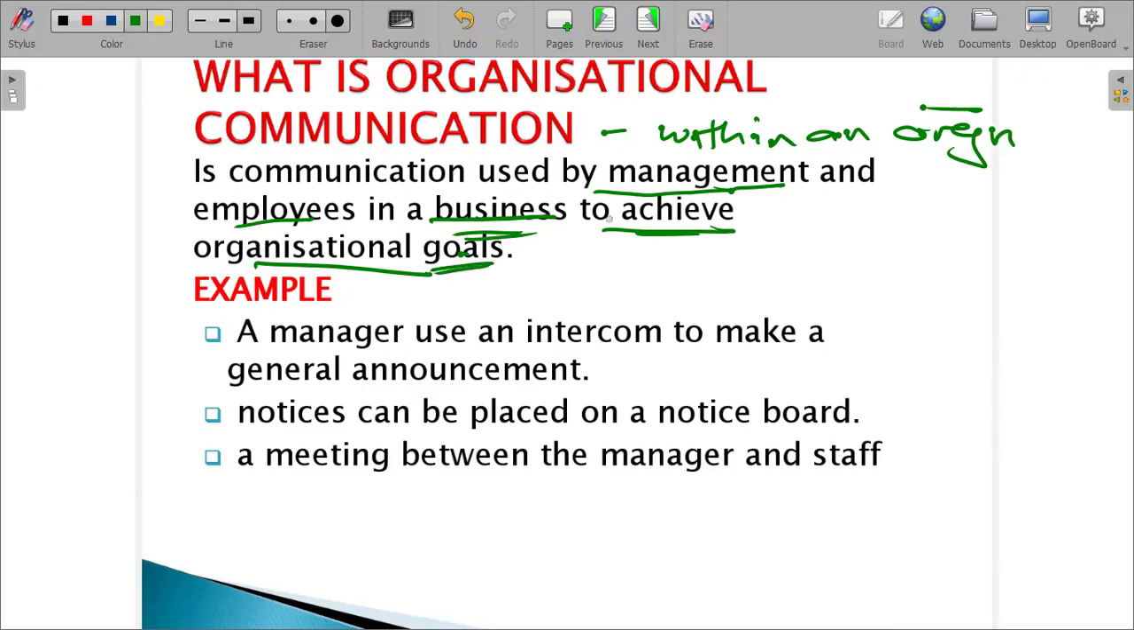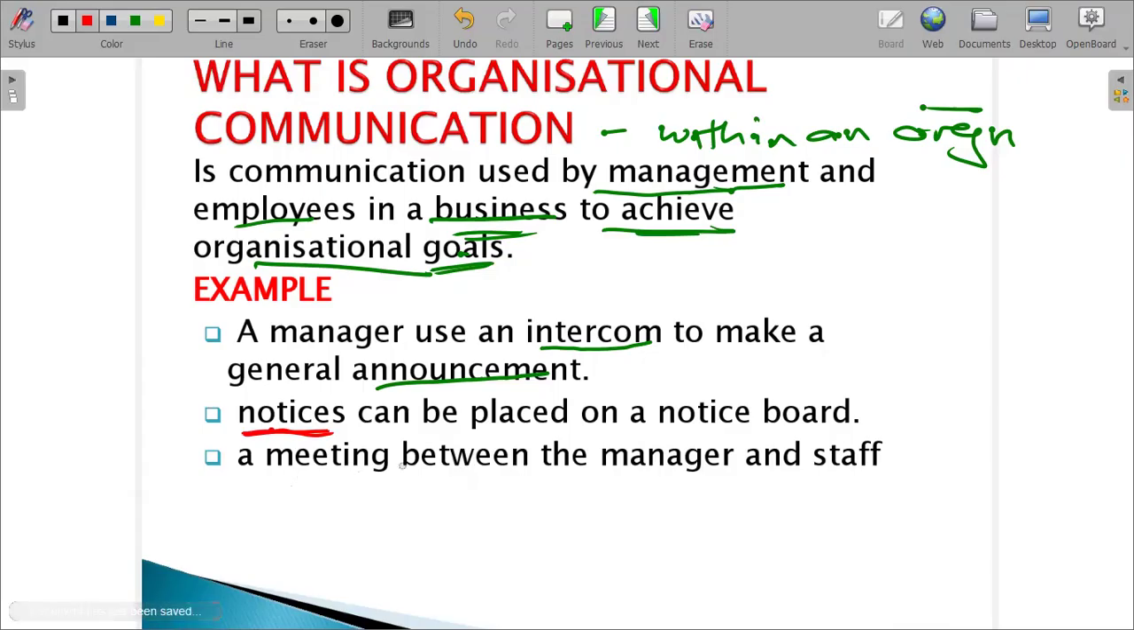In an organization, in order to achieve goals, there should be communication between management and employees. I'm going to give examples of organizational communication. You can find that in an organization, the manager might use an intercom to make announcements to the employees, or use a notice board to give notice.